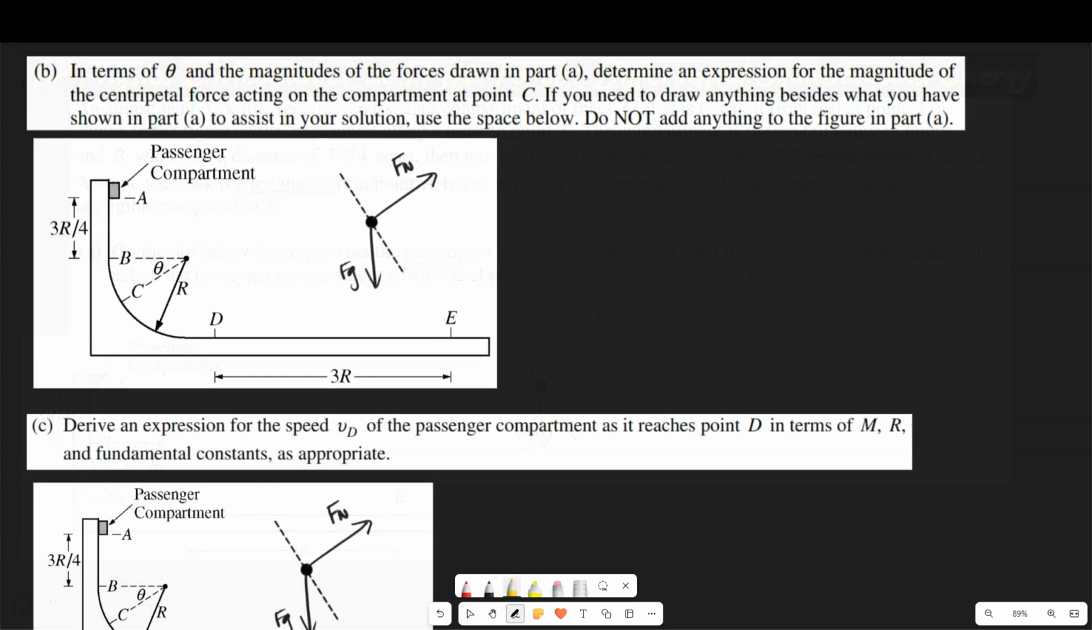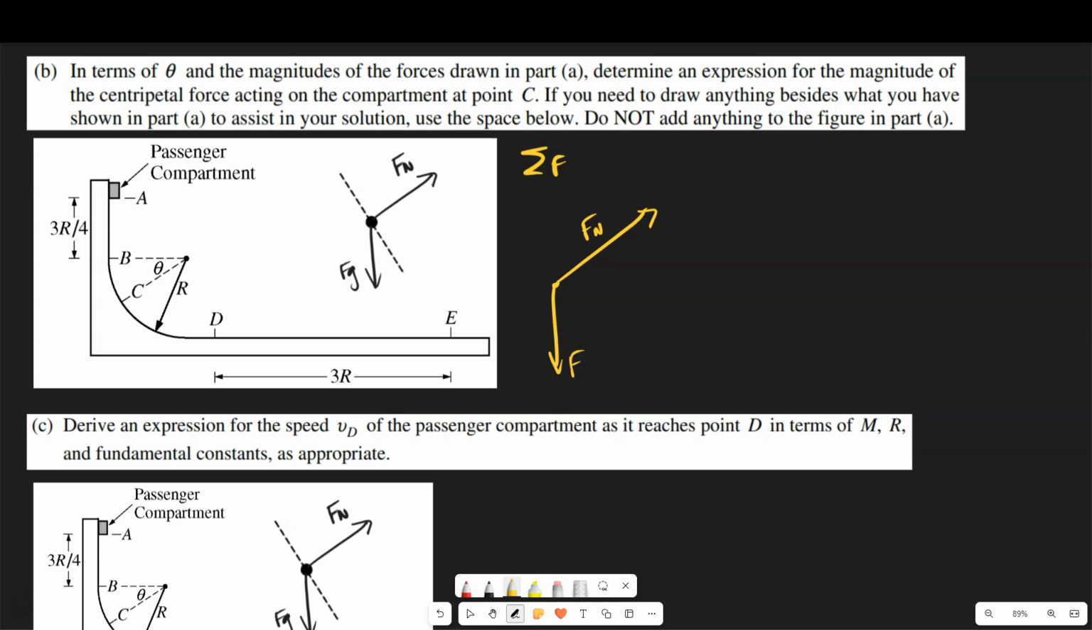Okay, and so for part B it says in terms of theta and the magnitudes of the forces, determine an expression for the magnitude of the centripetal force acting on the compartment at point C. And very good. So let's think about this. So we would say the sum of the forces. Now in this axis, I'm going to call this direction in. So let me show you what I'm talking about here. This is our normal force right here. This is our force due to gravity.